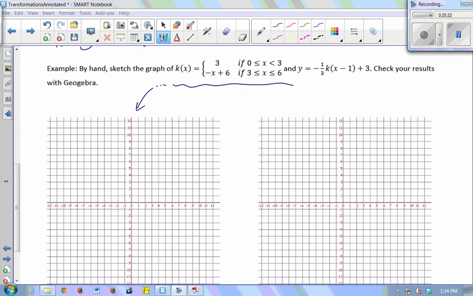This says that if x is between 0 and 3, you graph the function y equals 3, which is a horizontal line at a height of 3. Okay? So from 0 to 3, including the 0 but not the 3, I graph a line that has a height of 3. Horizontal line at 3. All right, and then from 3 to 6, I graph the line negative x plus 6.